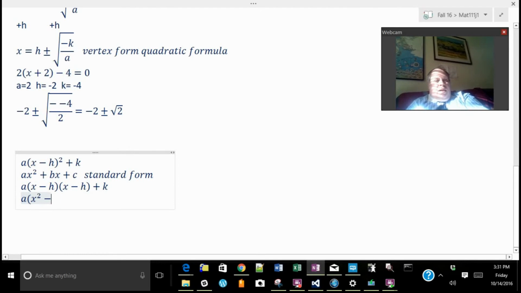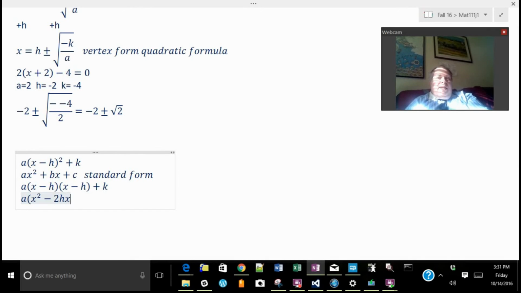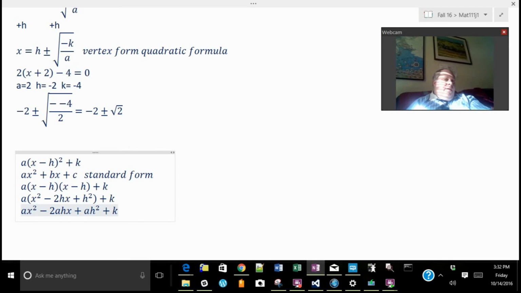that's minus 2hx, and then the lasts, minus h times minus h is h squared. Now I'm going to distribute the a. So this turns into ax squared minus 2ahx plus ah squared plus k. So that's what happens when I expand out the vertex form.